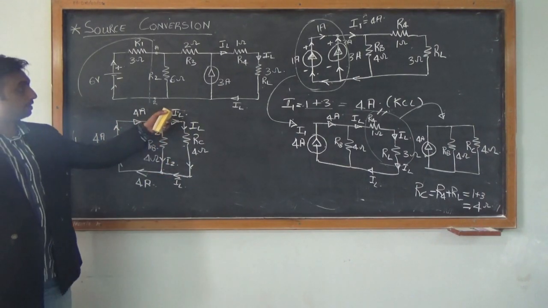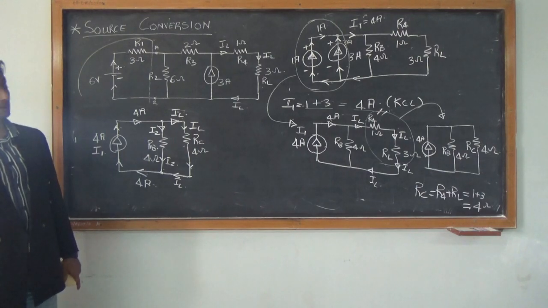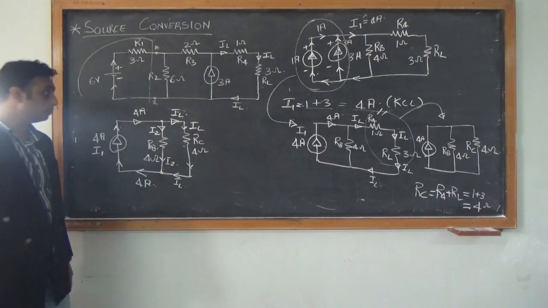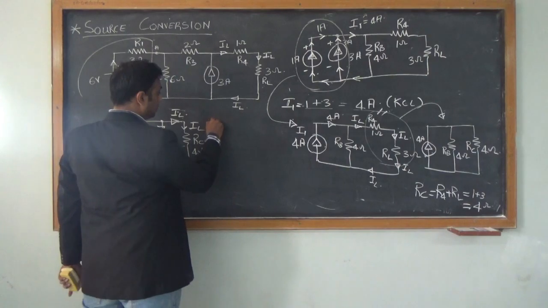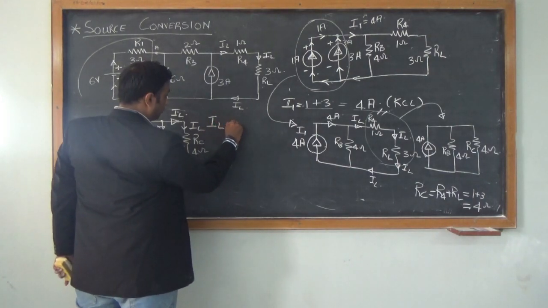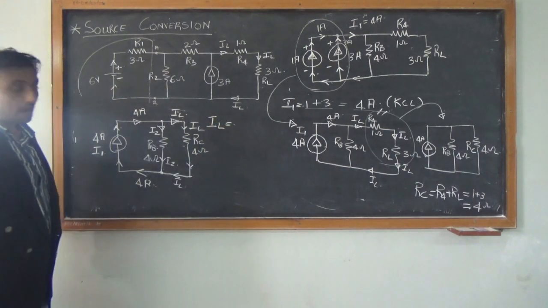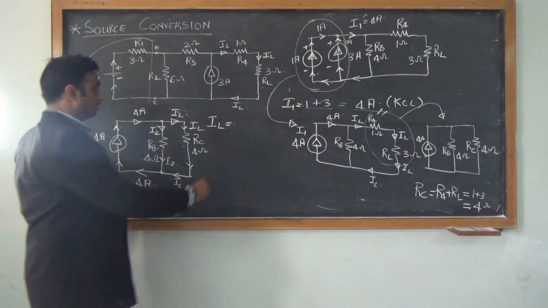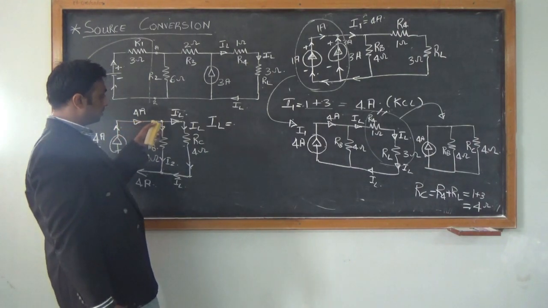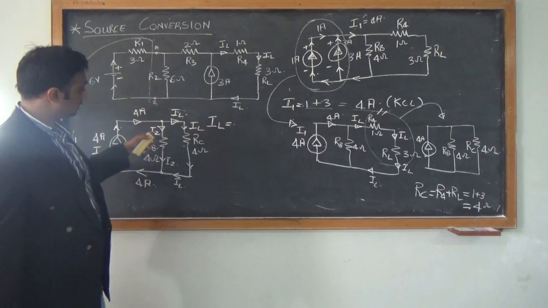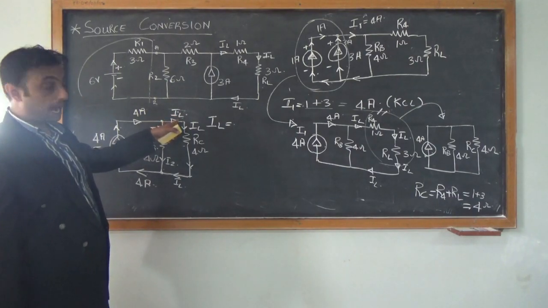Now basically we have to find the value of IL. Now the value of IL can be found from the current divider theorem. So from the current divider theorem, IL will be equal to the main current flowing at the node. So I have two currents here, I2 and IL. I want to find out IL.